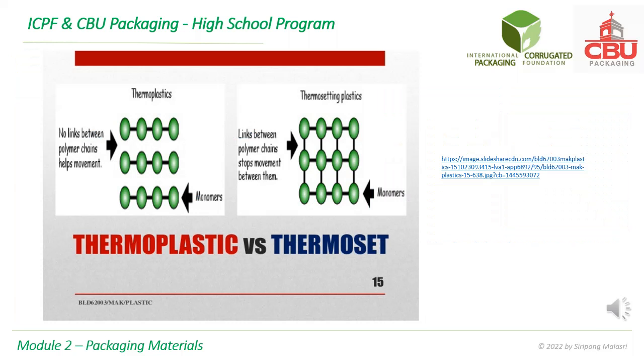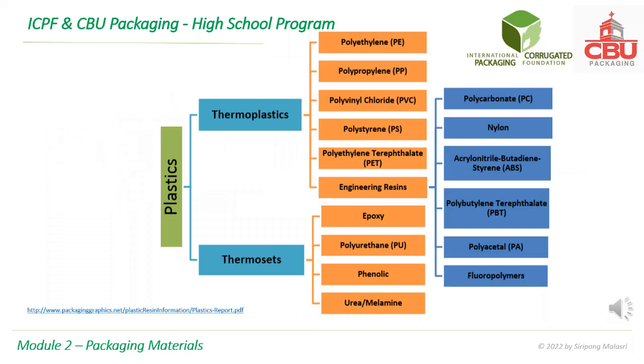The ways the building blocks or monomers are chained together in thermoplastics and thermosetting plastics are different. In thermoplastics, there are no links between polymer chains. This allows movements between polymer chains. Thus, thermoplastics are less rigid than thermosetting plastics, whose polymer chains are tied together. In this diagram, different common polymers are grouped into thermoplastics or thermosets.